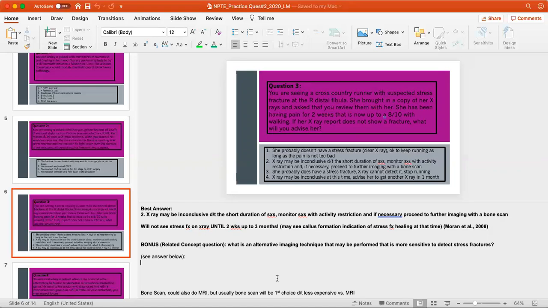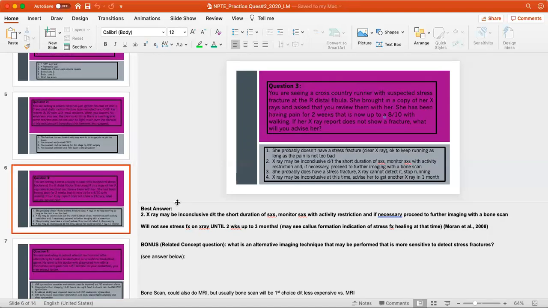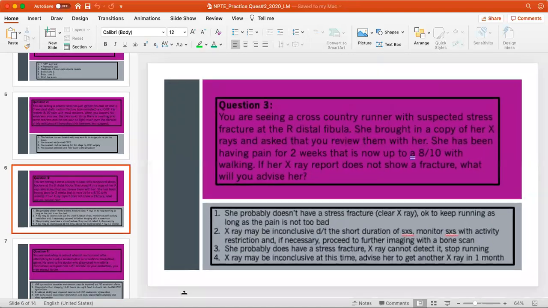In the literature, some will use MRI as another way to detect that. A bone scan is cheaper, so it's usually done. If there is a contraindication to nuclear imaging, then MRI is preferred. So something to keep in mind for stress fractures. Good.